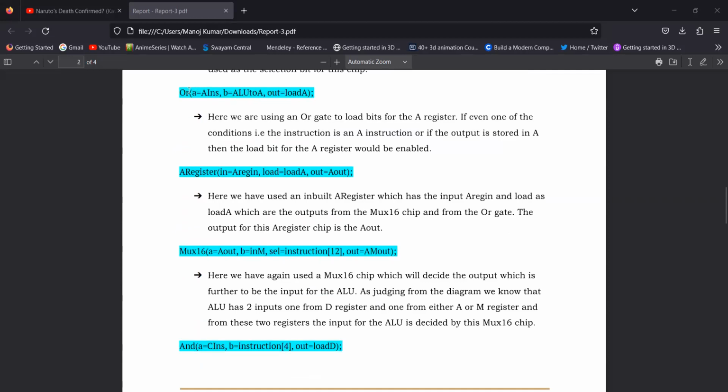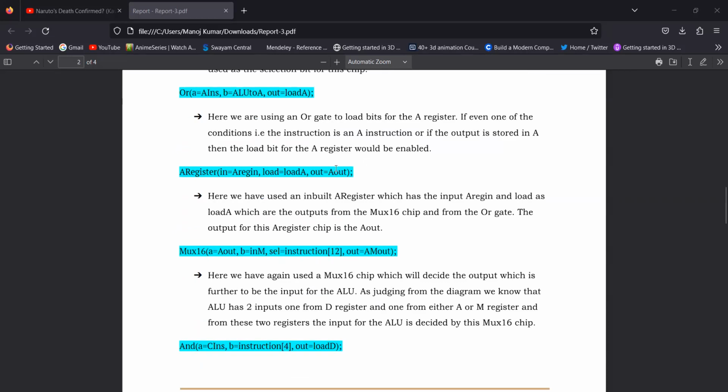In the next instruction, we have an OR gate, which outputs the load bit for the A register. And we know that the OR gate outputs true if even one of its inputs is true. So if even one of its input conditions is satisfied, then we will get the load bit for the A register.